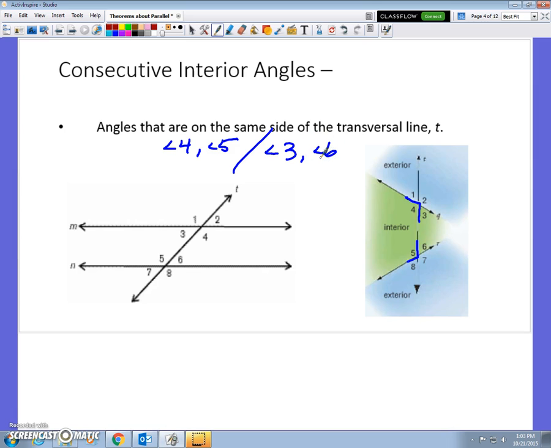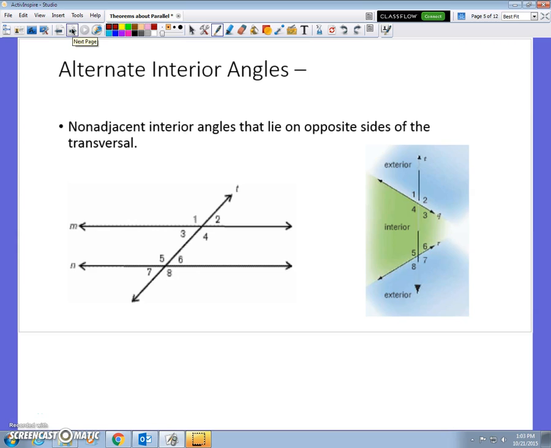Okay, on this diagram, we should probably label this one so we're not confused. Consecutive interiors would be angle 3 and angle 5, or we could do angle 6 and angle 4. We'll put them in numerical order: angle 4 and angle 6. Okay, so they have to both be on the interior and they both have to be on the same side of the transversal. And then we would have alternate interior angles.